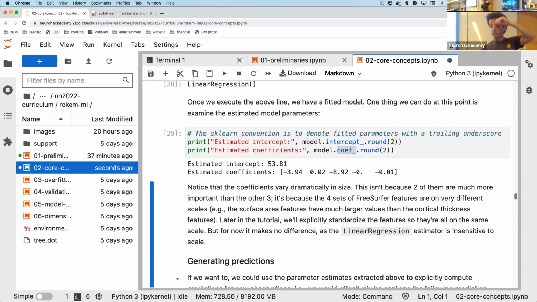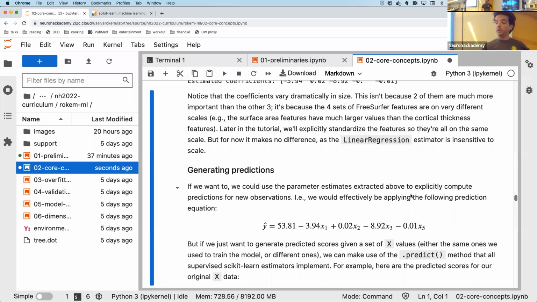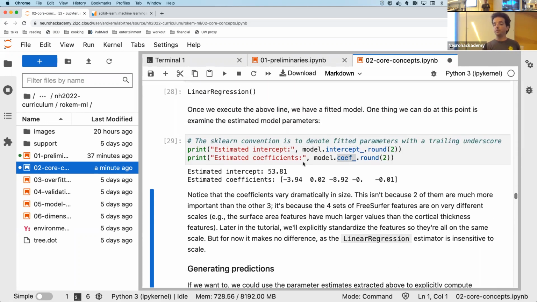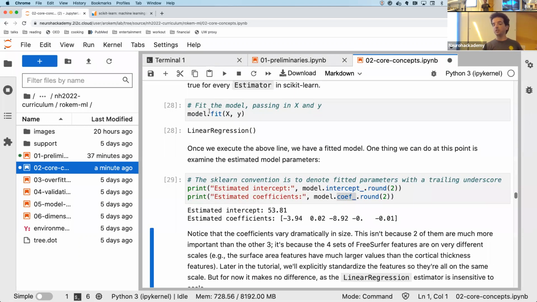So you can think of this as an equation that looks like this, right? Y hat, a predicted age for a new person, is equal to 53.81, which is the intercept, minus 3.94 x1, their value, the value in the first column of X for them, plus 0.02 x2, minus 8.92 x3, minus 0.01 x5. And we don't necessarily know what they are. We chose those at random from the original 1440. But when this linear regression model saw this data, it twiddled around and figured out that this would be the best possible solution.